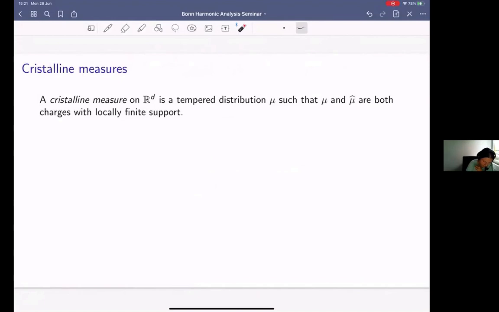We say that a crystalline measure on R^d is a tempered distribution mu such that both mu and its Fourier transform are charges with locally finite support. What this means is that our distribution mu can be written as a sum of delta functions with certain coefficients, and then its Fourier transform will also be a sum of delta functions with other coefficients.